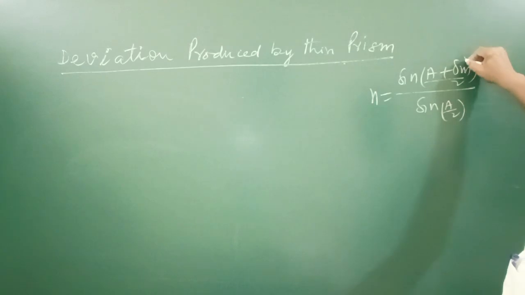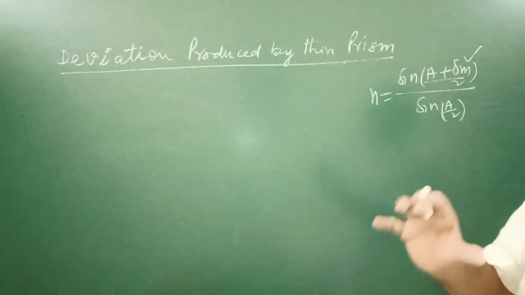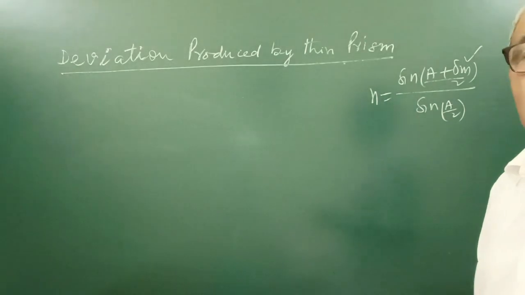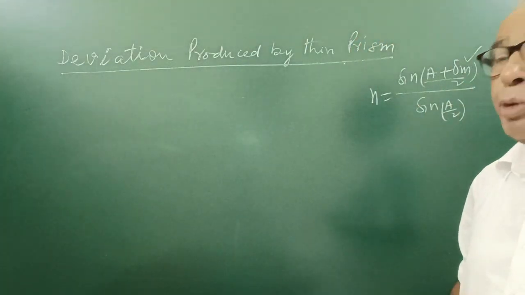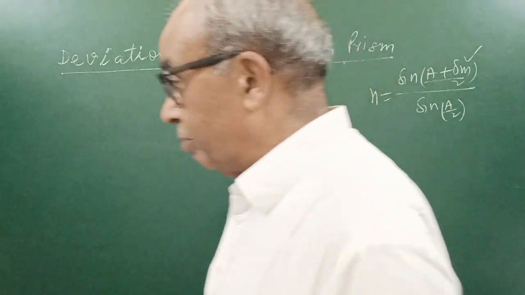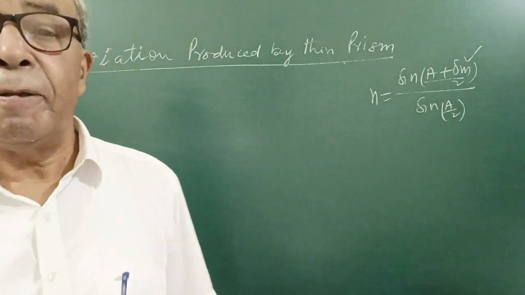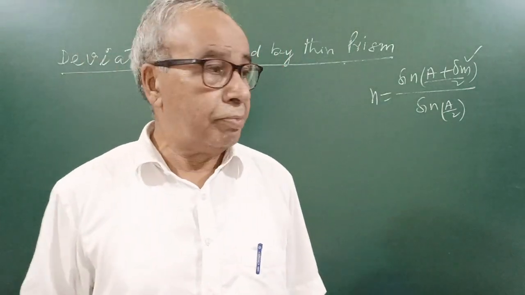So this is delta m. You know what is delta m? Deviation. That is, the prism produces deviation. It is the deviation which causes the dispersion of light, means the constituent colors of light get separated. The glass prism and glass slab are two things. They are made of the same material, but it is the prism which disperses the colors, not the glass slab.